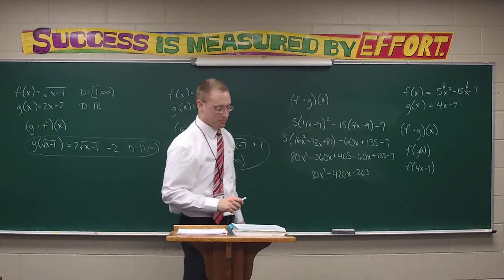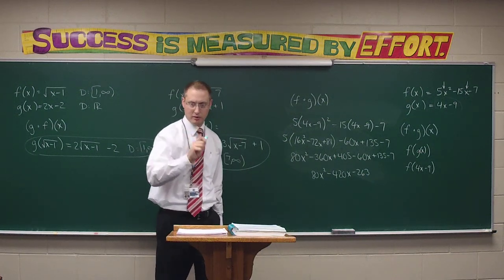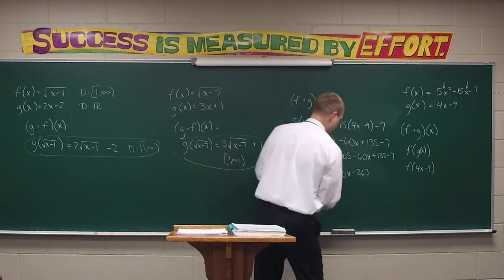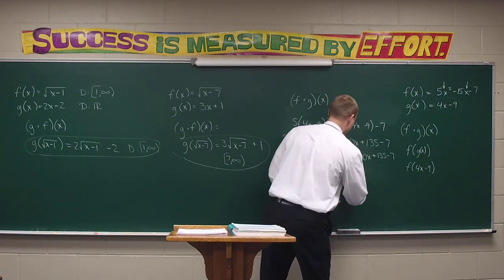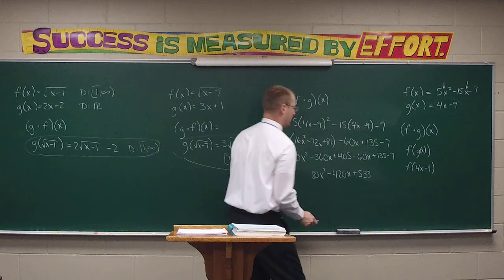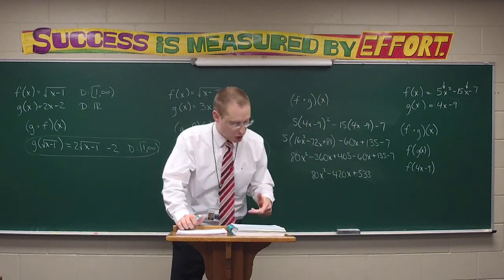And no, my book doesn't have a negative 263. Did someone get something different at the end? What did you have? 533. They have a plus 533. I hadn't actually done the math yet, so I'm relying on the textbook, but I'm going to assume they're correct in this case. All right, and they wanted you to also include the domain.